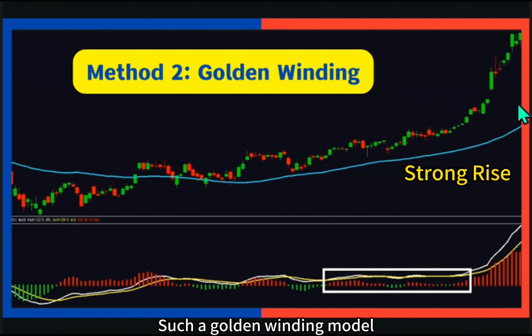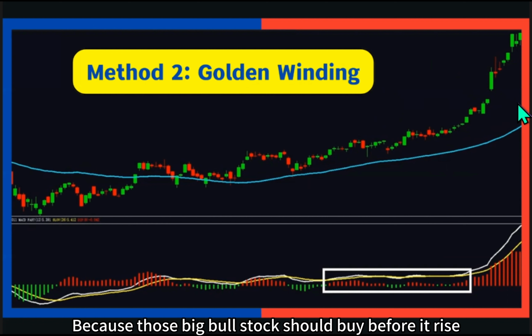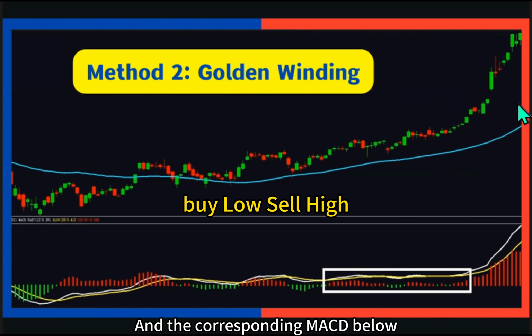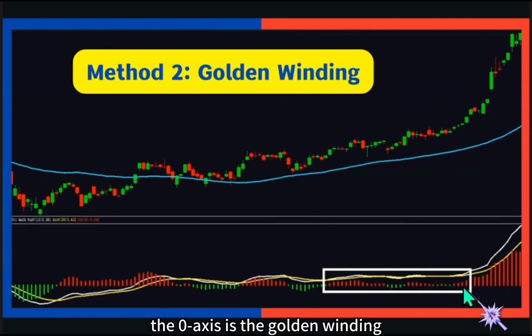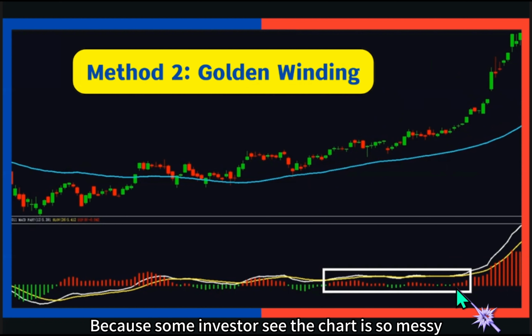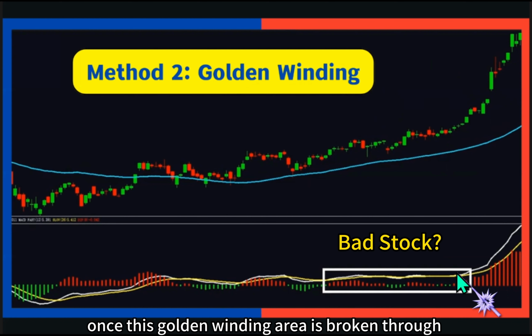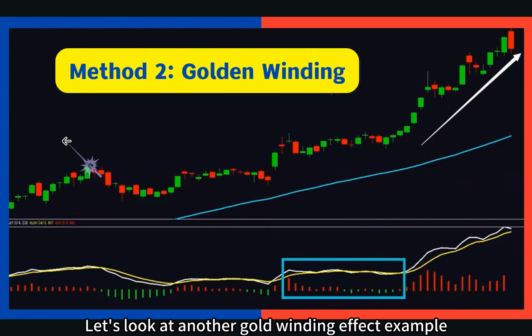Such a golden winding model is suitable for investors doing short-term speculation, because big bull stocks should be bought before they rise, getting out of this volatile and slightly upward trend and the corresponding MACD below. It will form a relatively narrow area above the zero axis, which is the golden winding. Some investors see the chart is so messy and think it is a bad stock, but this is just the surface. Once this golden winding area is broken through, there is a strong rise. Let's look at another gold winding example.